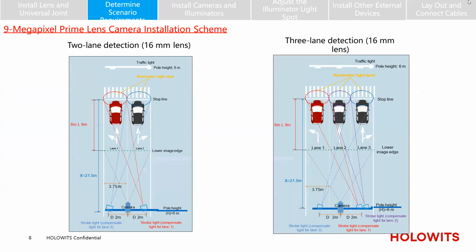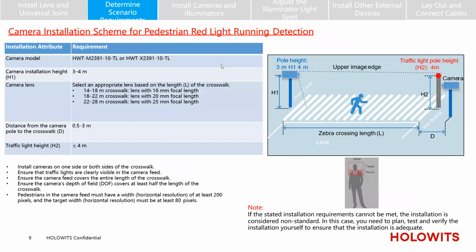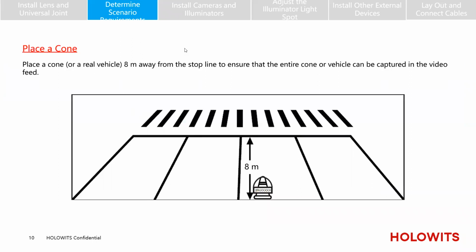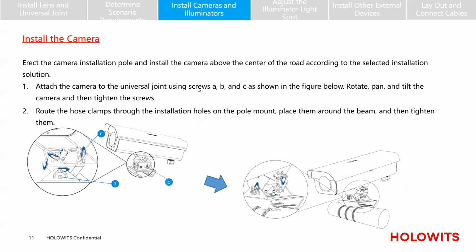This is the camera installation screen for the passenger red light running detections. You can see we have the requirement, like the camera installation height 3 to 4 meters. This is the distance from the camera spot to the crossroad. This is how you can install cameras. So let me just have a quick look at this.